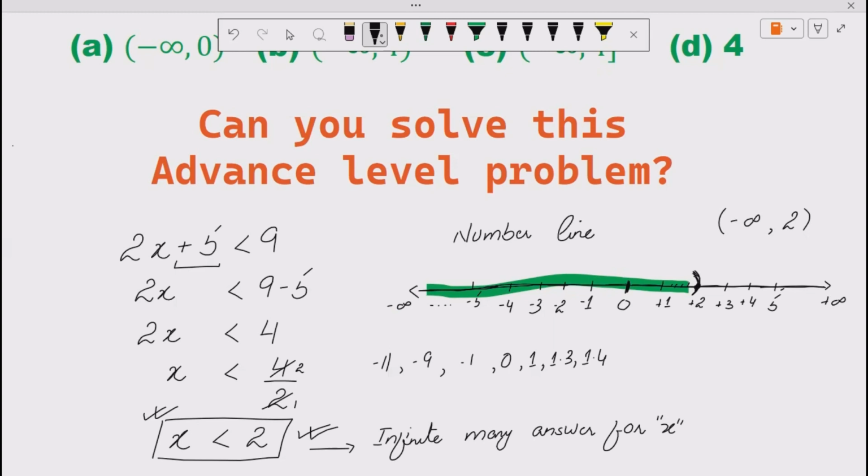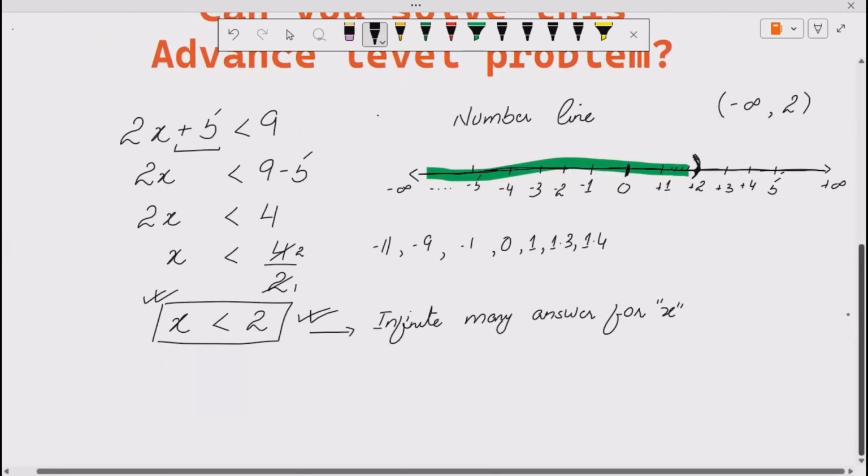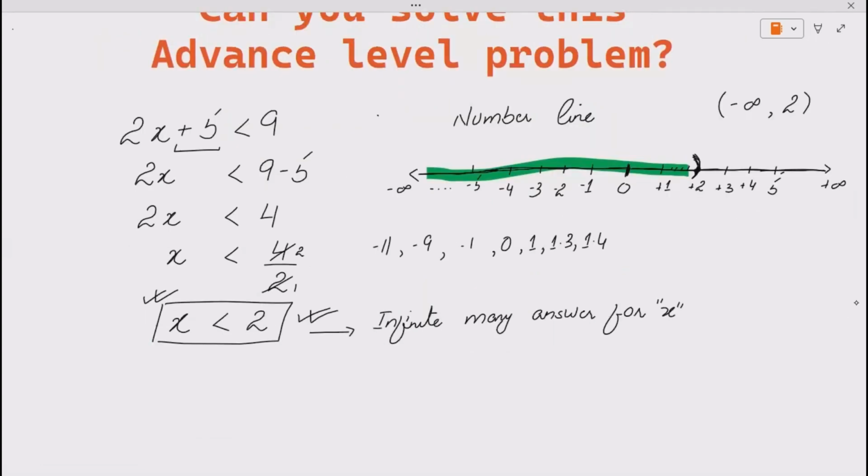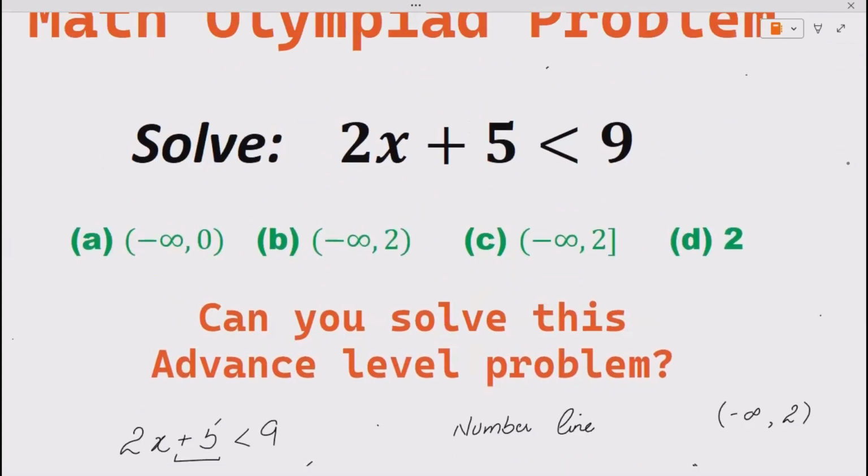So always remember that an inequality gives you infinitely many answers, more than one answer, right? An equality gives you only one answer. I.e., if this is an equation, it gives x equals 2, so there is only one answer, which is 2. Now let's see what our available options are. In part A, we have minus infinity to 0. Part B, we have minus infinity to 2. Part C, we have minus infinity to 2 with a closed bracket, and D is only 2.